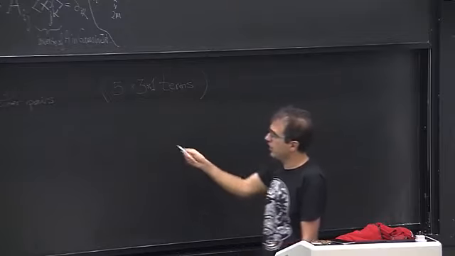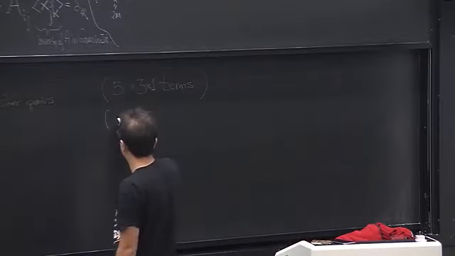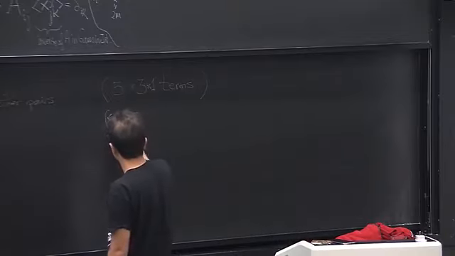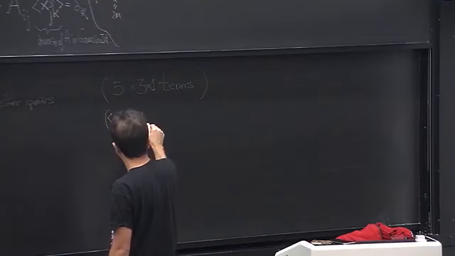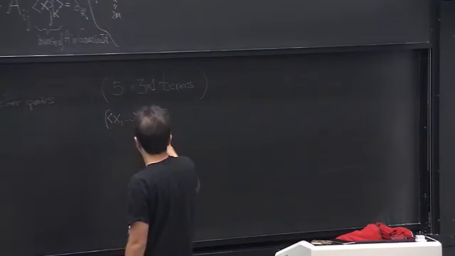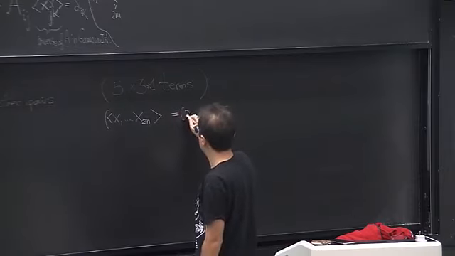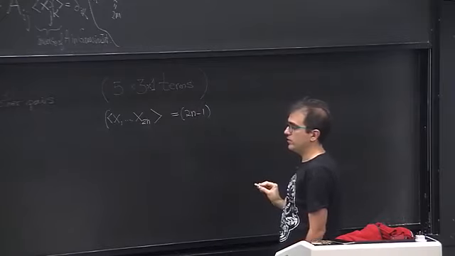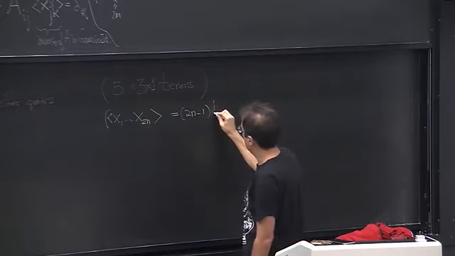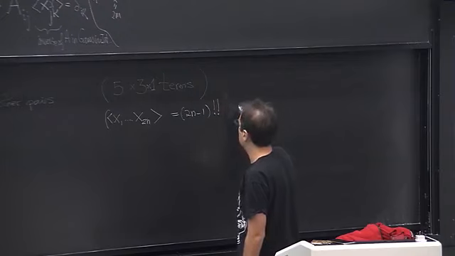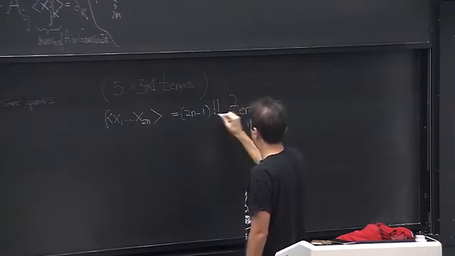Okay? And in general, the general case, if I have the expectation value of x1 up to x_2n, because only the even ones give non-zero result, it would be 2n minus 1 for the first guy, 2n minus 3 for the second guy, and so on, which is what we call this double factorial.